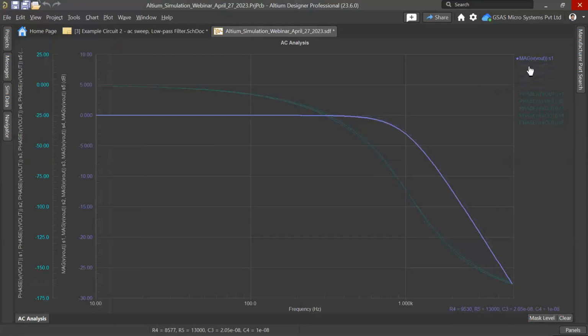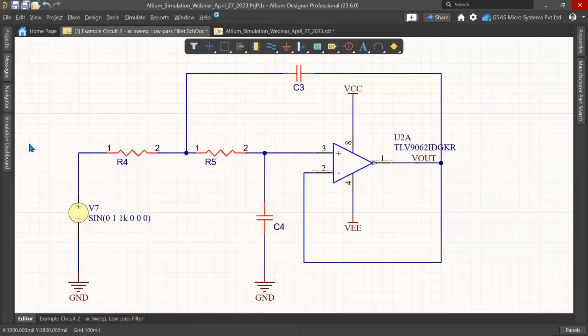You can see here how much the output is deviating with respect to these values. If you look at the fourth and fifth, 9530, 9530, and the first one, the resistor values remain the same, but only the capacitor C4 changes. That means the C4 capacitor value is sensitive to our output. Now let us see only the C4 capacitor with the custom deviation.